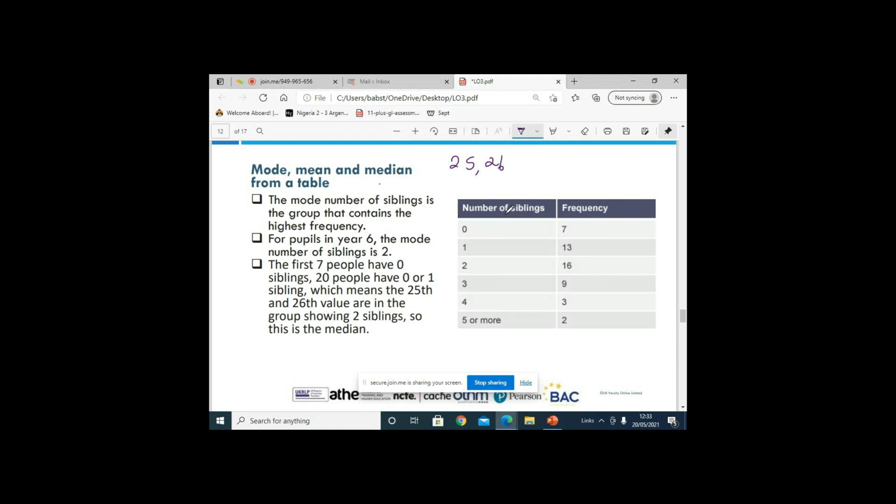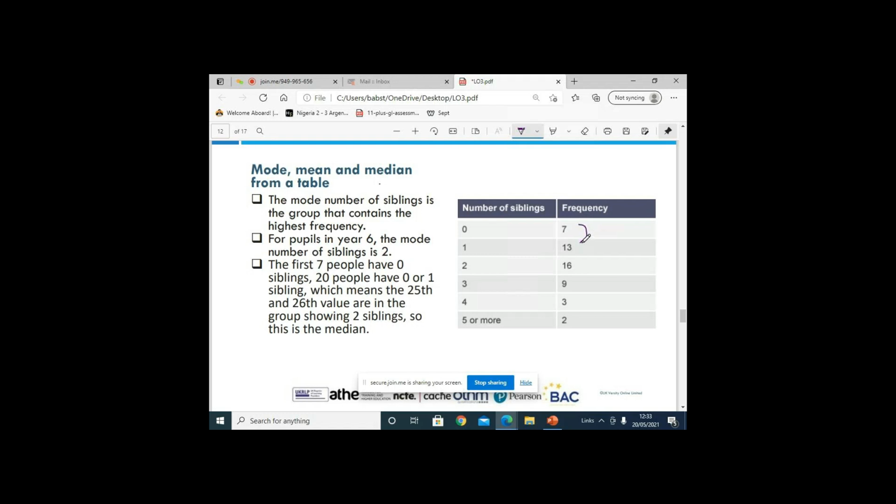When you start counting, what is half of 50? 25. Yes, 25. Okay, that's good. So what you need to do is add these numbers until you get to 25.